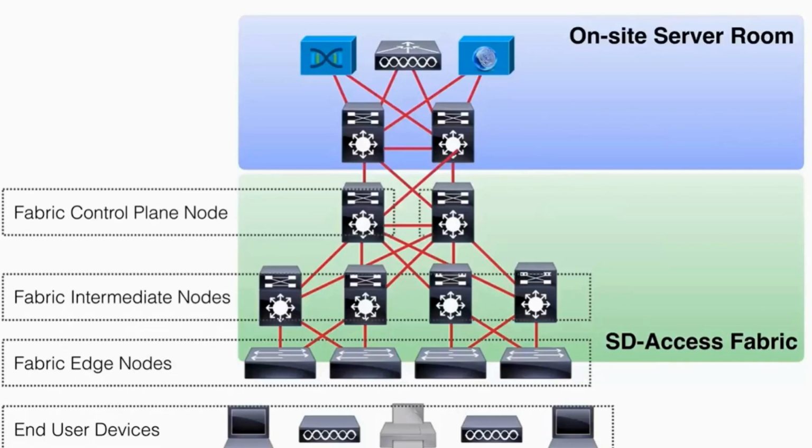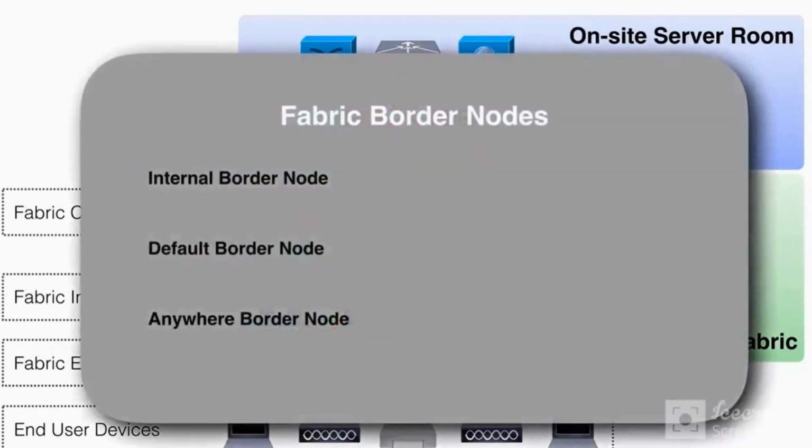And we also have a fabric border node. These are essentially Lisp proxy tunnel routers that allow for external layer 3 connectivity back into the SD access fabric, so they can communicate policy and identity information between separate domains, whether that's a remote office or maybe a data center. There are three types of fabric border nodes you want to know about. There are internal border, default border, and anywhere border.